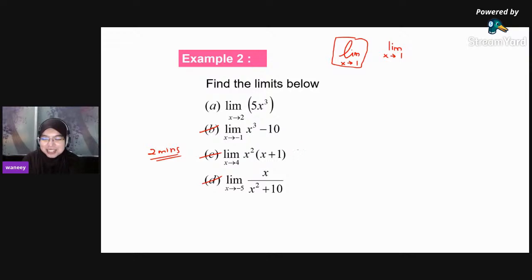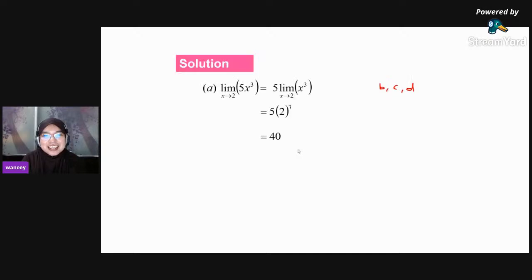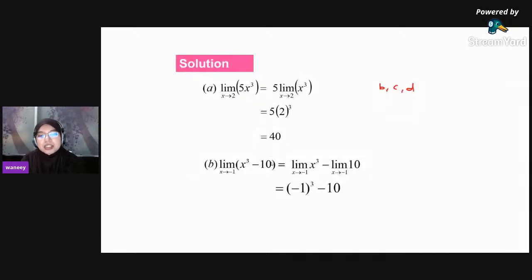Okay, so let me go to B then. Okay, so B, we got a limit as x approaches -1 for x cubed minus 10. So simply replace the x with -1. So we are going to get -1 cubed minus 10. So -1 cubed is -1 minus 10. So this is -11. Okay, so that is B.